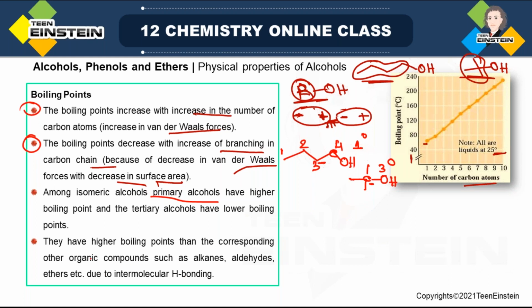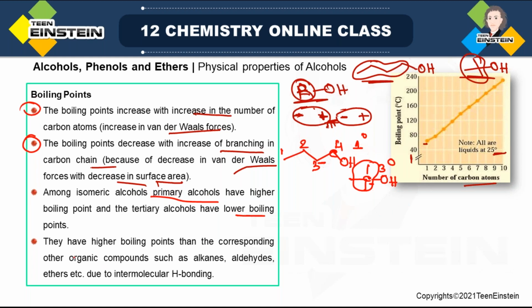So when it becomes tertiary, what happens? It becomes more spherical in nature, and when it is more spherical, the surface area decreases, right? So when surface area decreases, van der Waals interaction is also decreasing. That means to reach the boiling point, that is for conversion of liquid to vapor state, we don't have to provide much energy. That is why for tertiary alcohols, boiling point is comparatively lower. If we compare with 1 degree, it is lower.